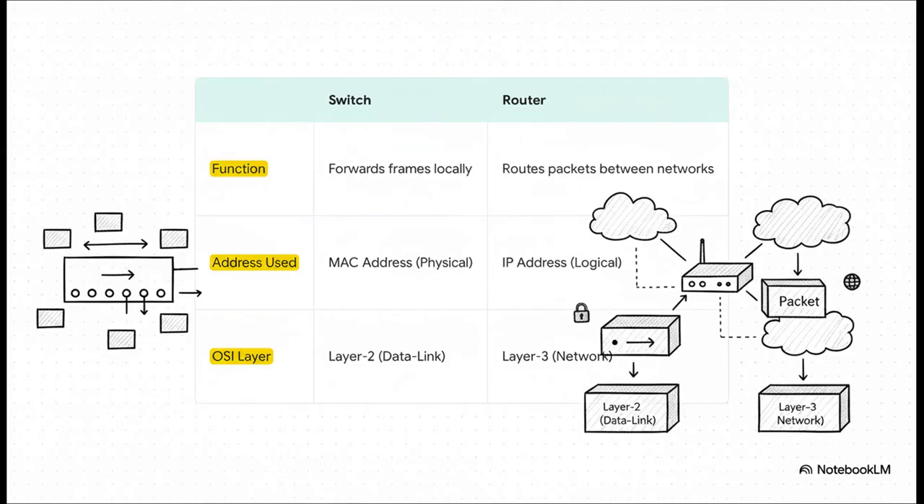Okay, let's put that all together because this is super important. A switch is your local mail sorter. It uses the permanent physical MAC address to move traffic around inside a single network. A router, on the other hand, is the global traffic director. It uses the temporary logical IP address to connect different networks together. Two totally different jobs, two different types of addresses.